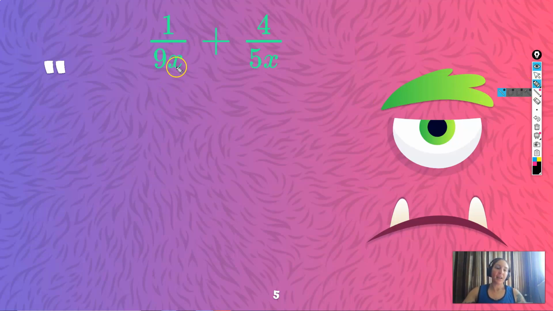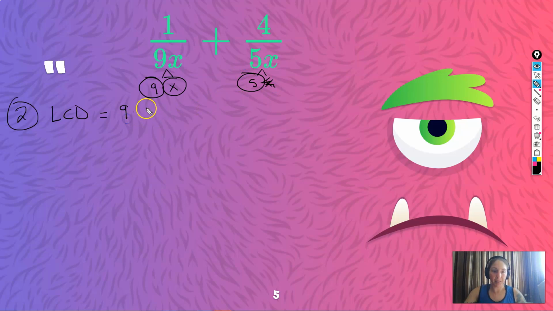Alright, so now I want to add 1 over 9x plus 4 over 5x. So step 1, can I simplify them any further? No, there's nothing I can do here. So step 2, LCD. Well, I have 9x, that's 9 times x. I have 5x, that's 5 times x. So for my LCD, I have to take a 9. x occurs once, I only take one of them. 5 occurs once. So my LCD is going to be 9 times 5 times x, which is 45x.